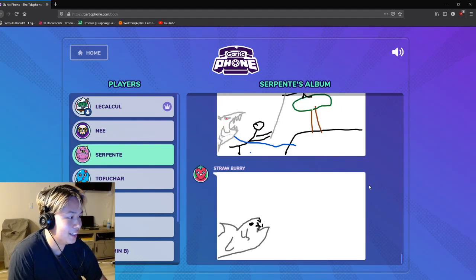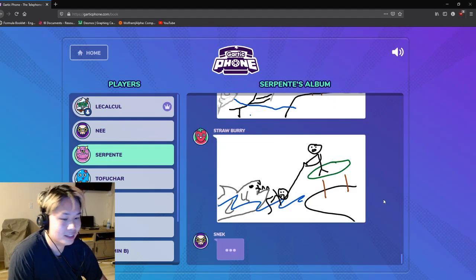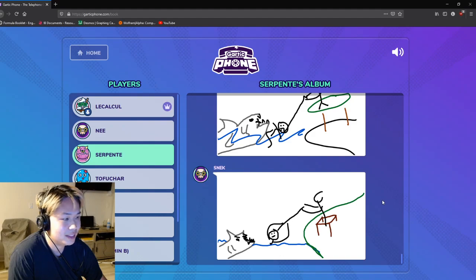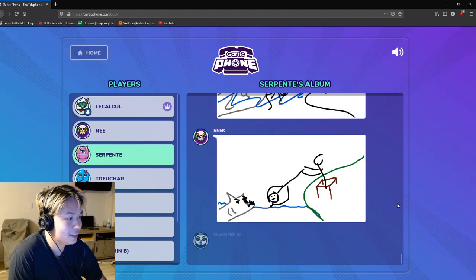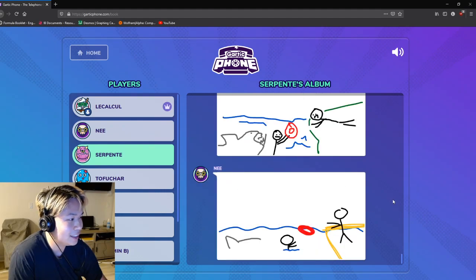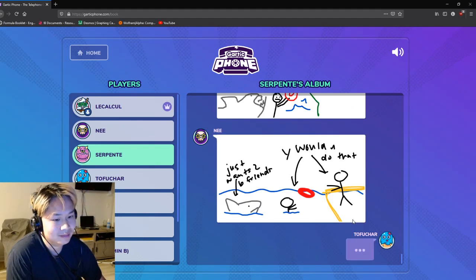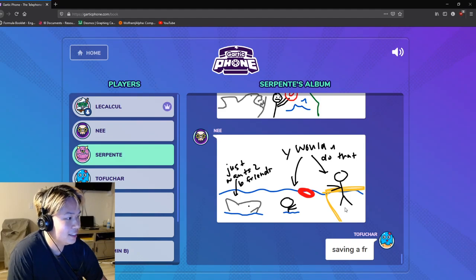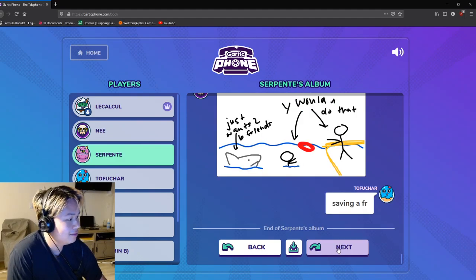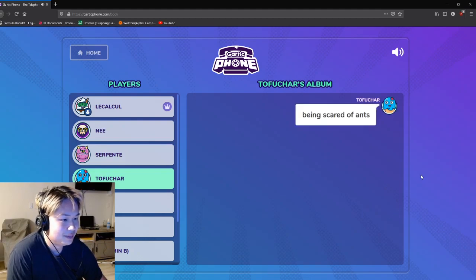And here comes the shark again. Now it just looks like he's on a surfboard. And it changed to a table. Is that a life floaty? Just wants to be friends. See? Saving a friend. Y'all butchered it. Scared of ants.